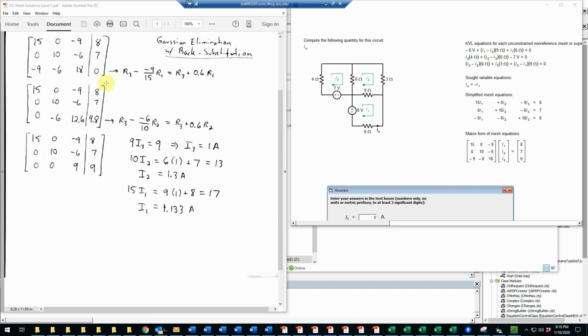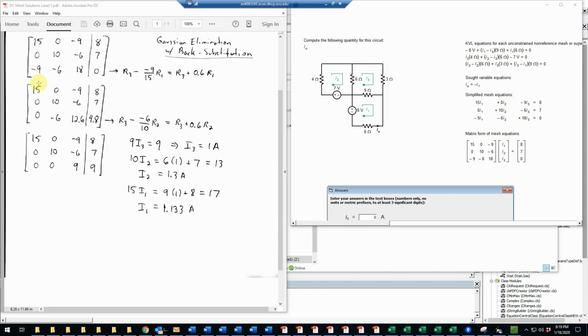Well, we're going to do what are called elementary row operations. And there's basically 3 types of operations that we're allowed to do. So the first one would be to interchange rows. So for example, I could swap row 1 and row 2. That corresponds to just writing the original equation in a different order. And clearly that will not affect the value of the solution variables, the I1, I2, I3.